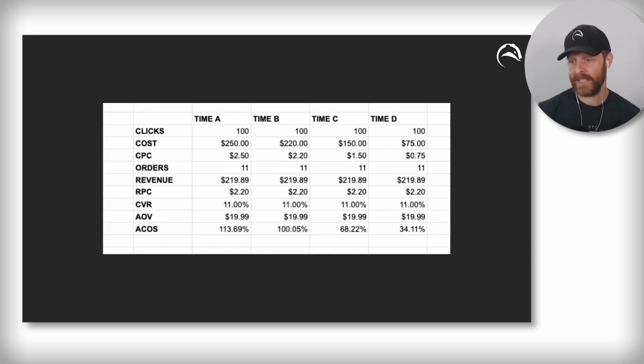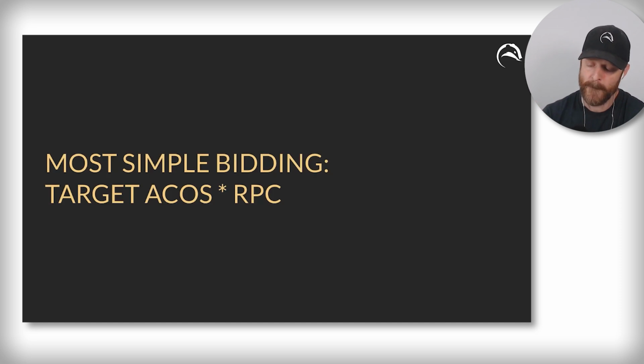So in these 4 time frames, where we get 100 clicks each time, the only thing that we're changing is our bidding. We would land all the way from 113% ACoS down to 34% ACoS by optimizing those bids. Now, the most simple bidding mathematics you can ever do is your target ACoS multiplied by your revenue per click.